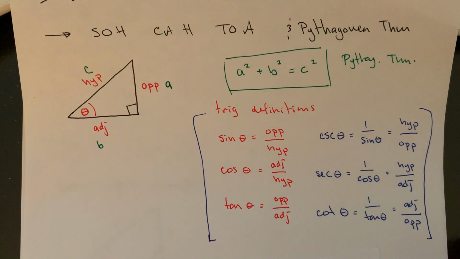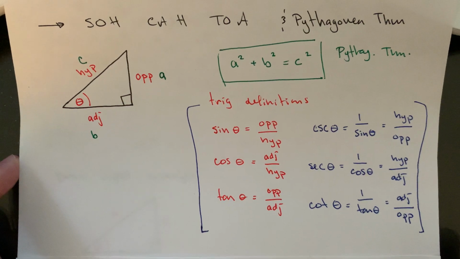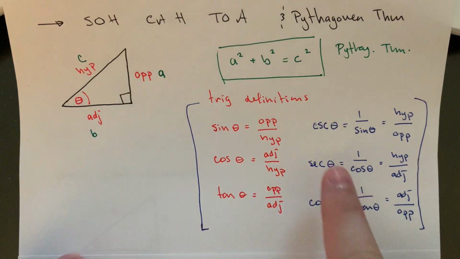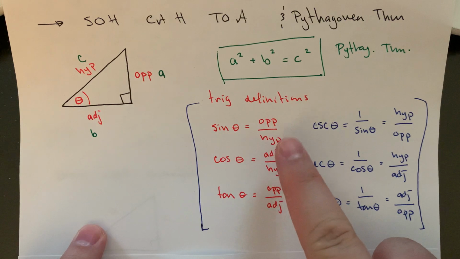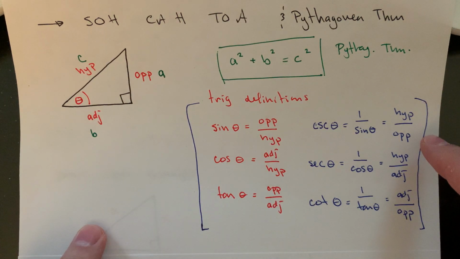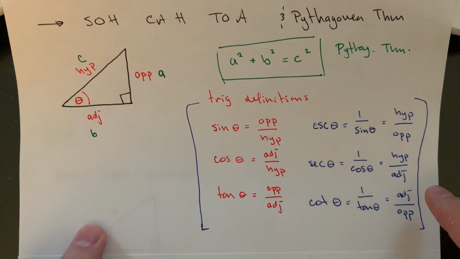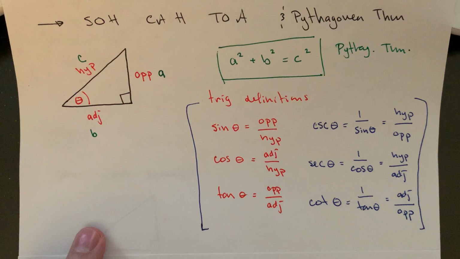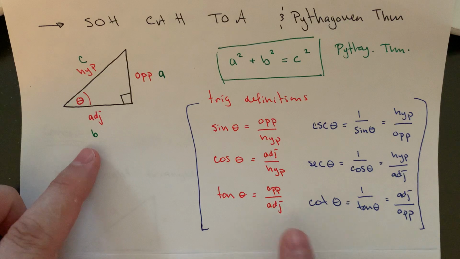We then have our other three reciprocal trig functions, which just take those formulas and flip them. Cosecant is 1 over the sine function, so it's the hypotenuse over the opposite. Secant is 1 over the cosine, so it's the hypotenuse over the adjacent. And cotangent is 1 over the tangent, so it's the adjacent over the opposite. Those are our main trig definitions relative to this triangle picture, so keep all these in mind.